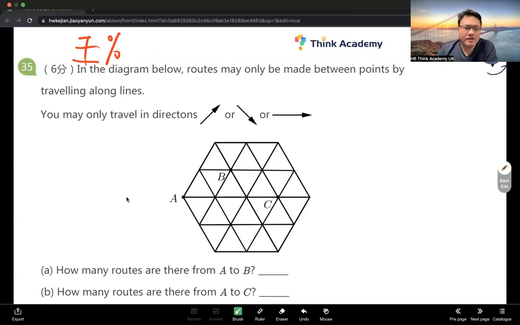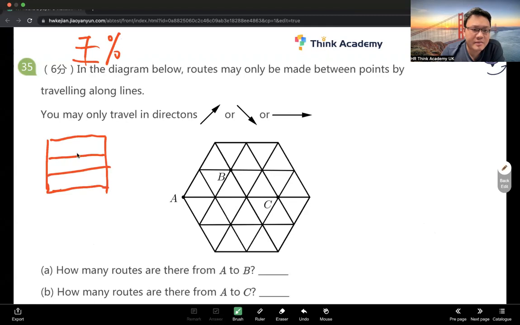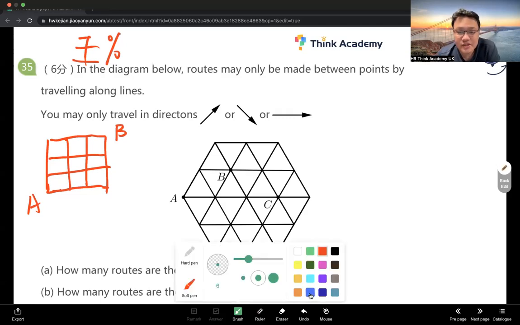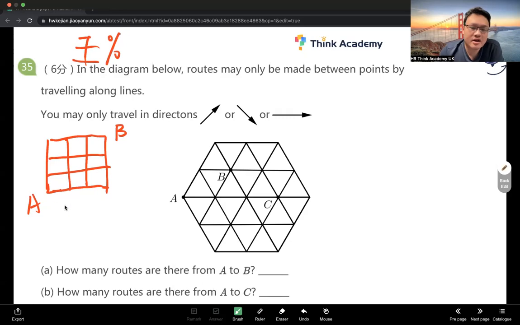Okay, so before we solve this one, do you guys still remember what we learned when we want to find the total number of ways when we start from A and go to B? Do you still remember that method we talked about? You just mark all the number of ways you go to each point and add them together, right?